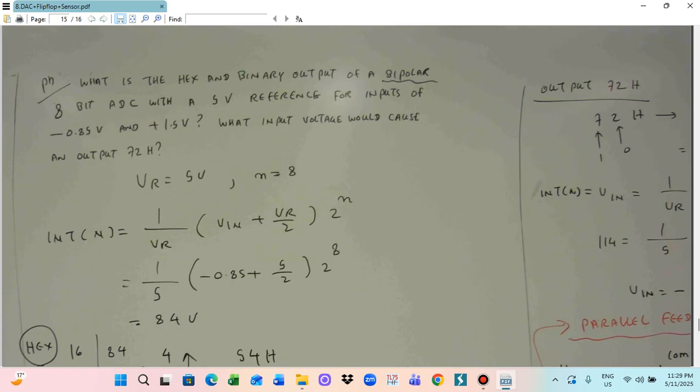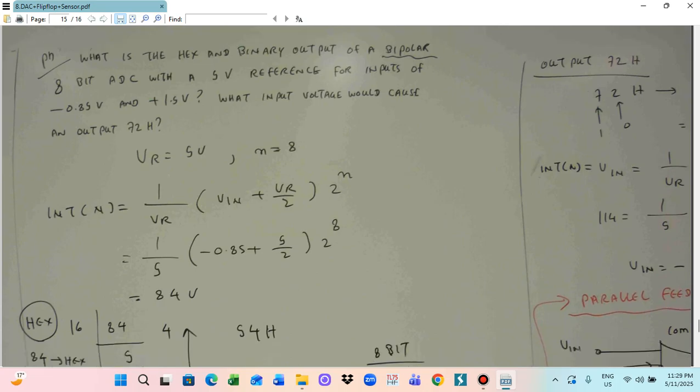The next problem is: what is the hex and the binary output of the bipolar 8-bit analog to digital converter with the 5 volt reference for inputs of minus 0.5 volt and minus 1.5 volt? What input voltage will cause the output 72H? In this case, we write down the equation. VR equal to 5 and n equal to 8. So INT equal to 1 by VR multiplied by Vin plus VR by 2, multiplied by 2 power n.